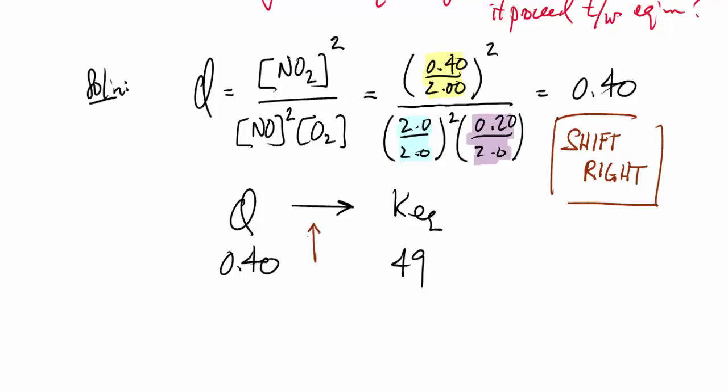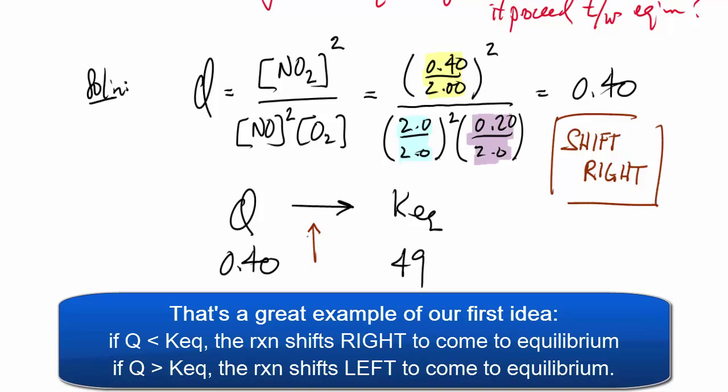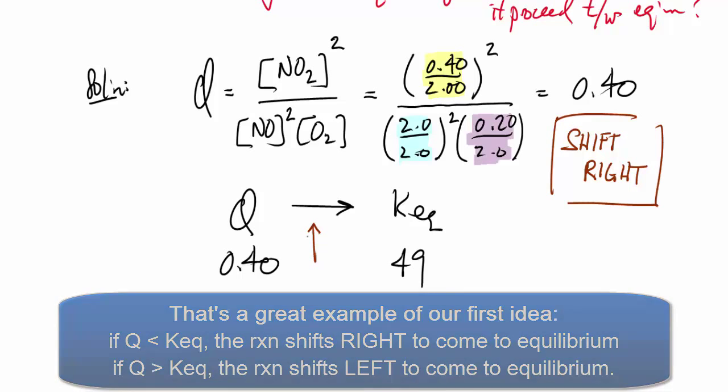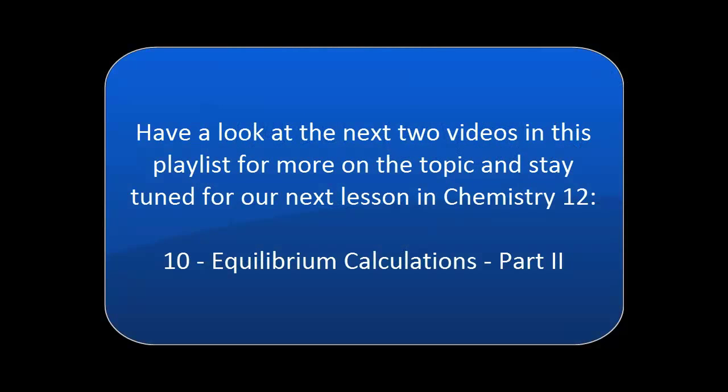Okay, so that's the idea of the reaction quotient. Too small, smaller than KQ, shift right. Too big, shift left. And it's a great example. So here it is once again. If Q is less, we'll shift to the right. If Q is greater than KQ, shift left. So have a look at the next 2 videos and stay tuned for our next lesson, lesson 10, Equilibrium Calculations, part 2.